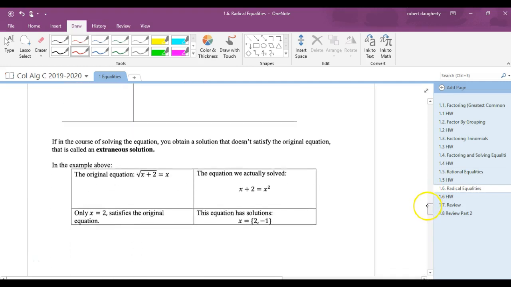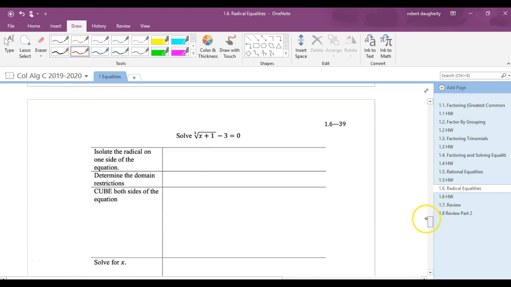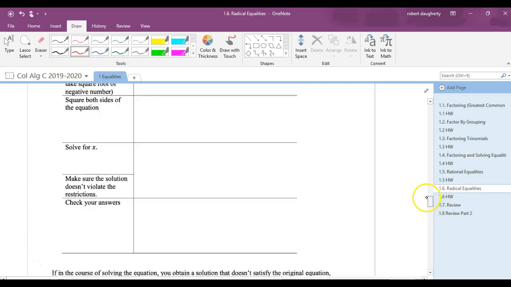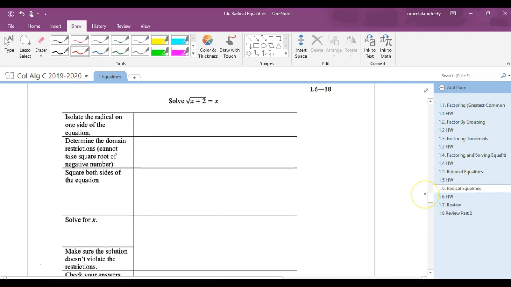What I want to do, let me see how many I've got left. I've got that one, and I need to get to a cube one, okay? So let's do this one real quick. Make sure that the radical is all by itself. So for example, if this problem started out like this, I can't square both sides, because I need the square root to be by itself. So I would have to get it to the square root of x plus 2 equals x. You want that square root all by itself.